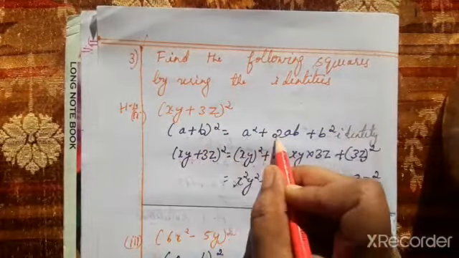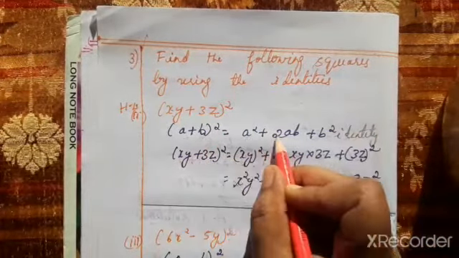So in the place of a, we write the same question here: (xy + 3z)². The a value is xy and the b value is 3z. In the place of a we have to write xy. The formula is a², so we write (xy)², plus 2 times the a value xy, times the b value 3z, plus b², so we write (3z)².